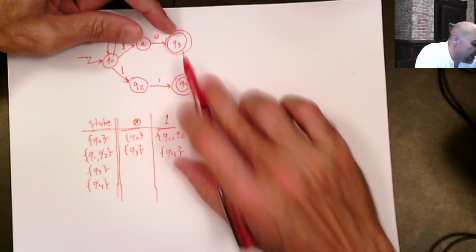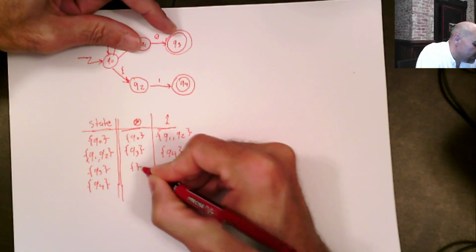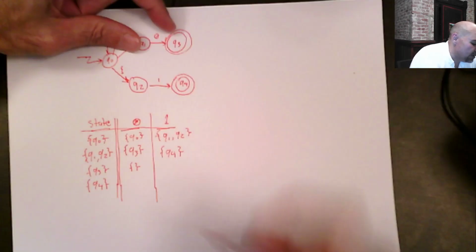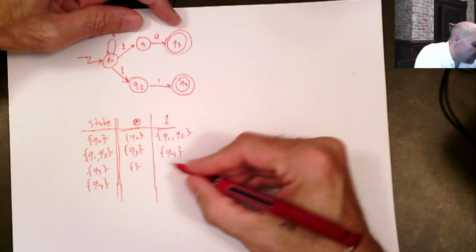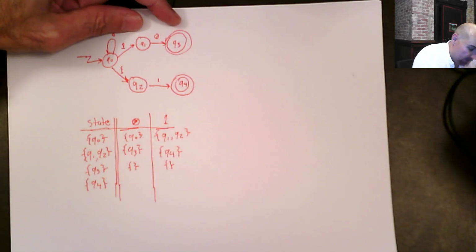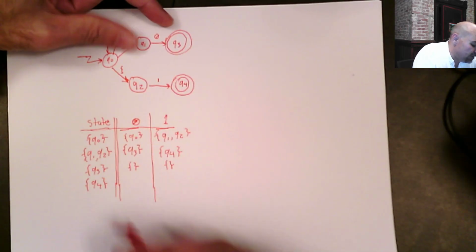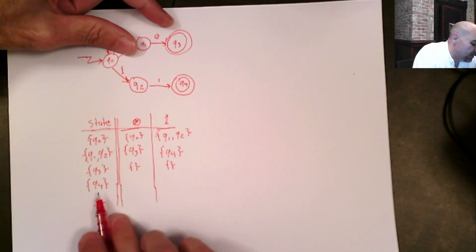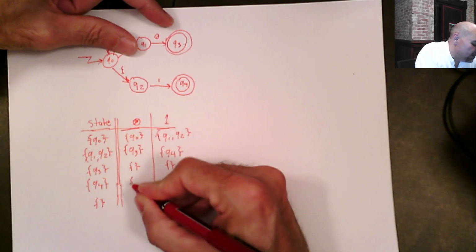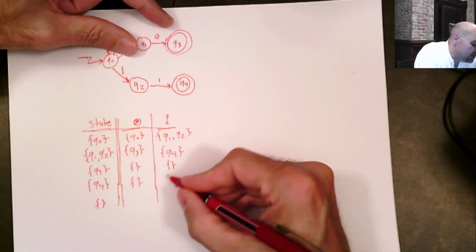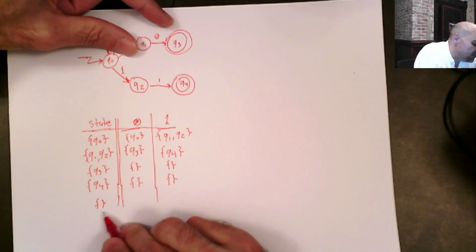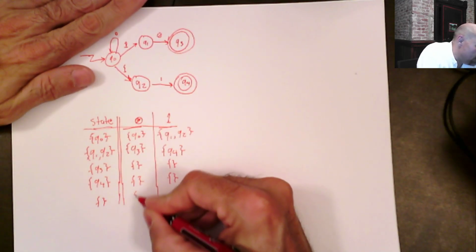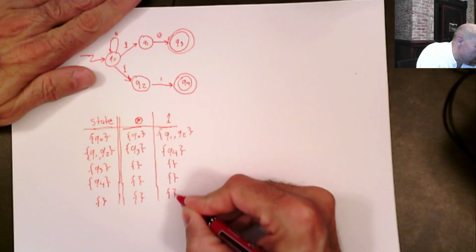All right, so now we're down the next line. Q3 on a 0, where can I go? Nowhere. Now, that we need to label. That's the empty set. Q3 on a 1, where can I go? Also nowhere. Empty set. Now, empty set doesn't exist in our table, so we're going to add it. And now we go down to Q4. Q4 on a 0, nowhere. Q4 on a 1, no edges leaving that, so nowhere. And then empty set, we can never go anywhere on empty set. So there's what our table looks like.